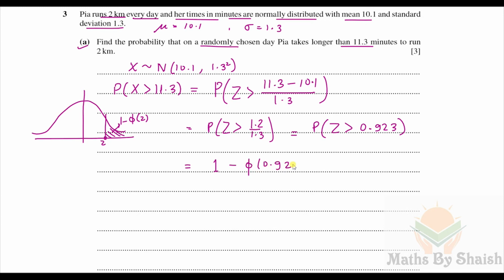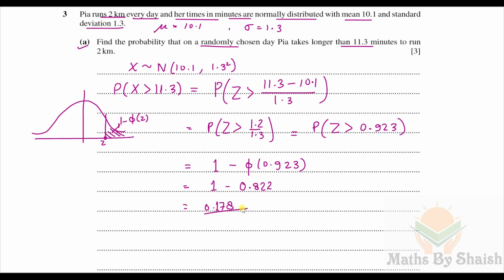So it would be 1 minus phi of 0.923. Now we will find phi of 0.923 from the normal distribution table, and this value is 0.822. If we subtract from 1, we get 0.178. I hope it is clear. Let's do the next question.